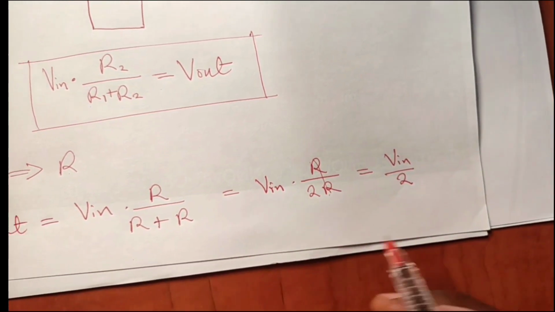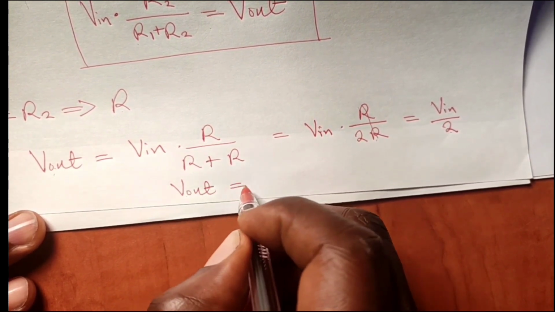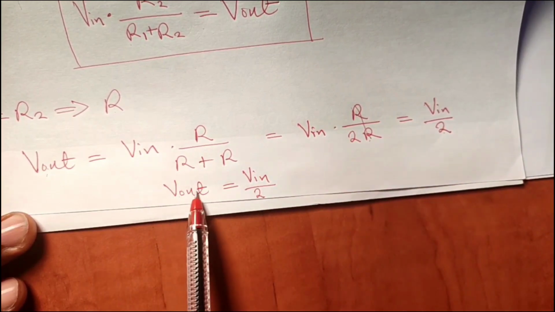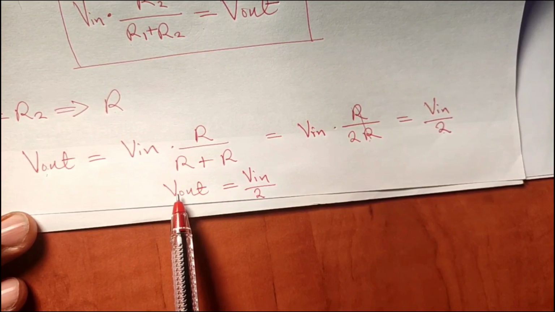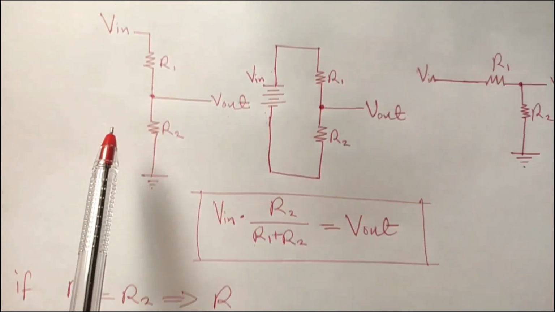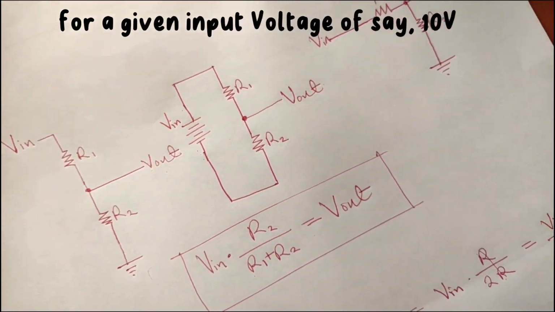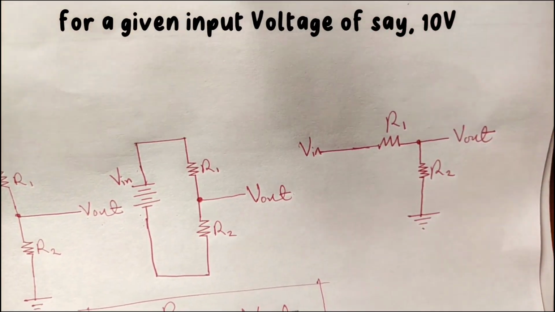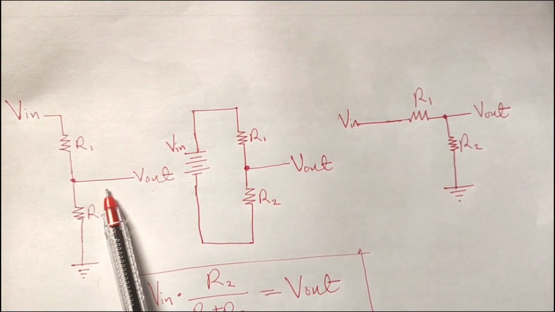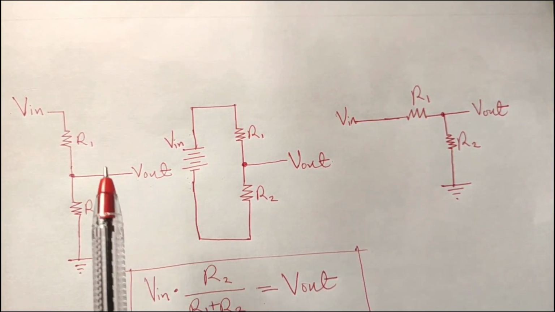So V out is the same thing as V in all over 2. Whenever you are expecting an output voltage, it is always half of the input voltage if R1 and R2 are the same. So whenever you have an input voltage, let's say 10 volts, and you want 5 volts, all you need to do is set up a voltage divider circuit like this and just get two resistors of the same value. The output voltage would be half of the input voltage.